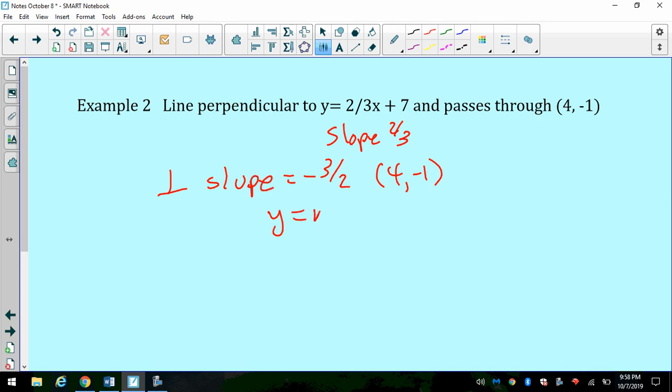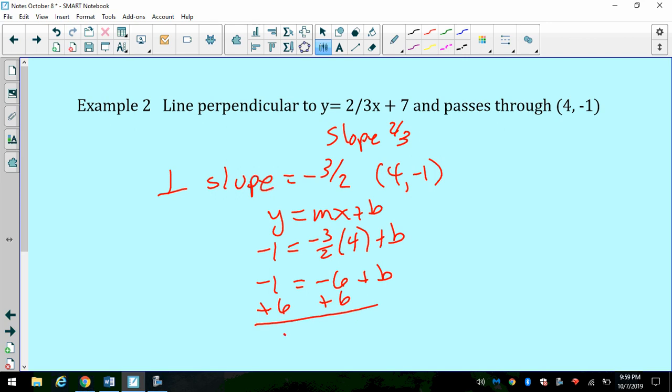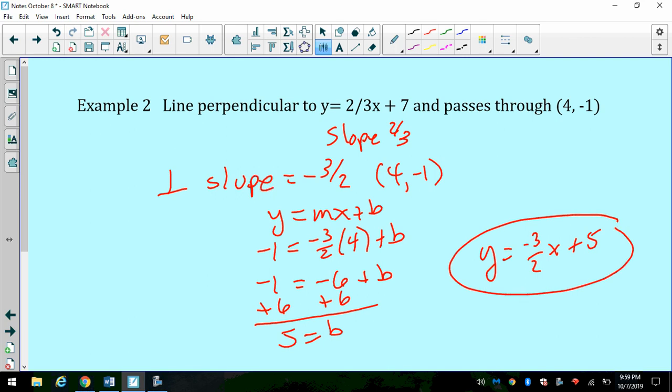So y equals mx plus b. The y is -1. The m is -3/2. The x is 4. -3/2 times 4 turns out to be -6. Add 6. B is 5. So putting in the slope, -3/2, and putting in the b value plus 5, there would be the equation of the line. It's going to be perpendicular to the original one given, and it passes through the point 4, -1.